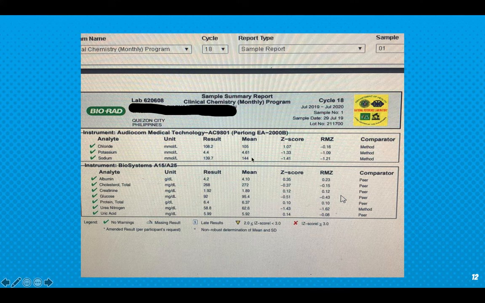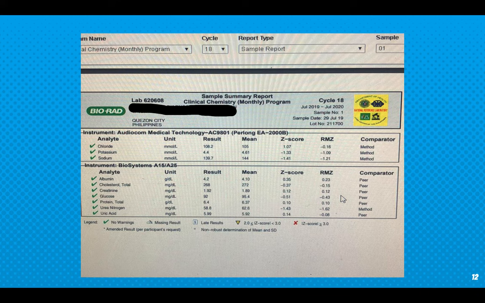So, going back to the last portion here, we have the comparator. What do you mean by the comparator? We actually have different types of comparator. When I say comparator, what is being compared to what?